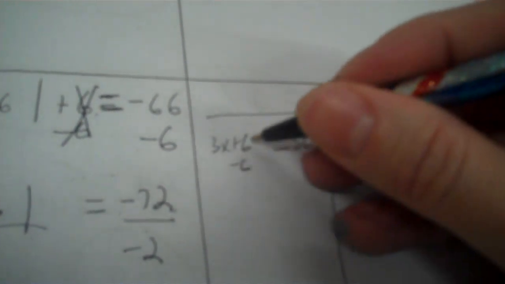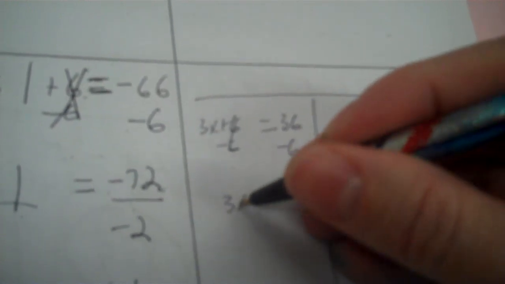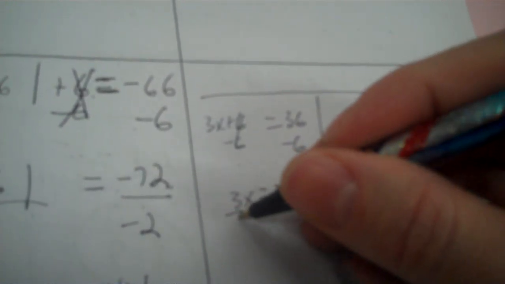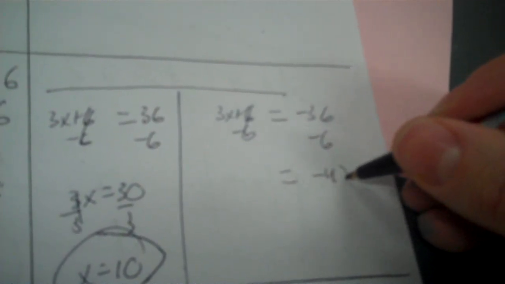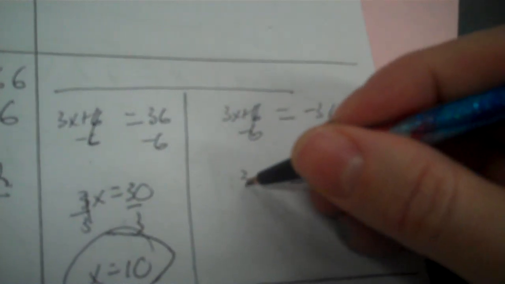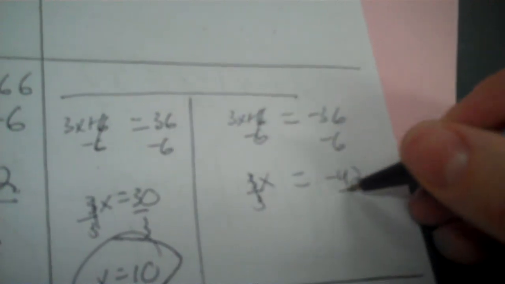It could also be negative 36. Then 3x plus 6 equals 36. Minus 6, 36 minus 6 is 30. Then divide by 3, and x equals 10. Then 3x plus 6 equals negative 36. Minus 6, negative 36 minus 6 pushes it out to negative 42, and then divide by 3, and that's x equals negative 14. Okay, hopefully that made sense.